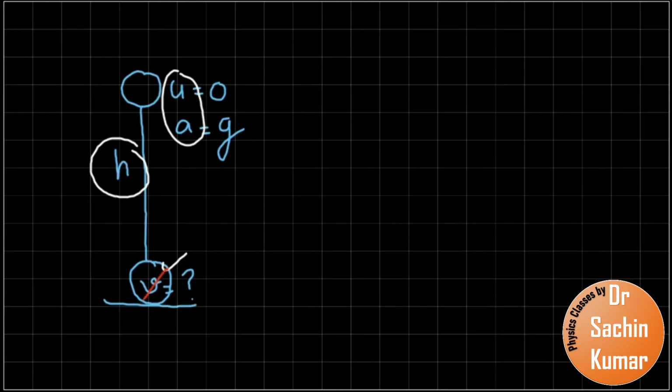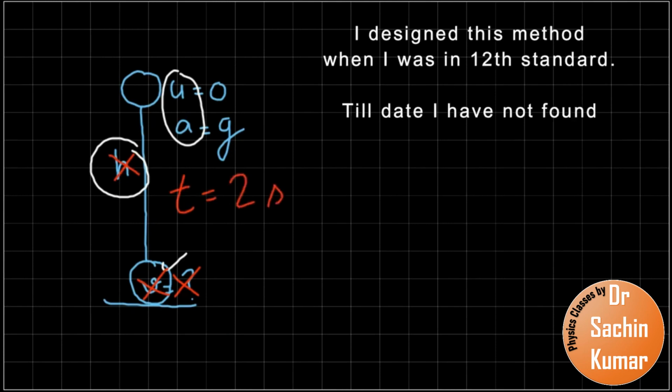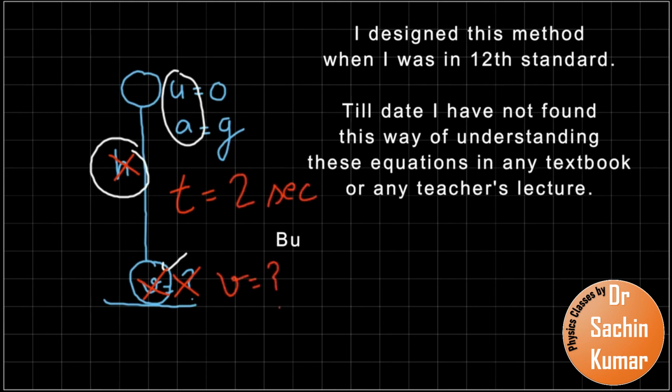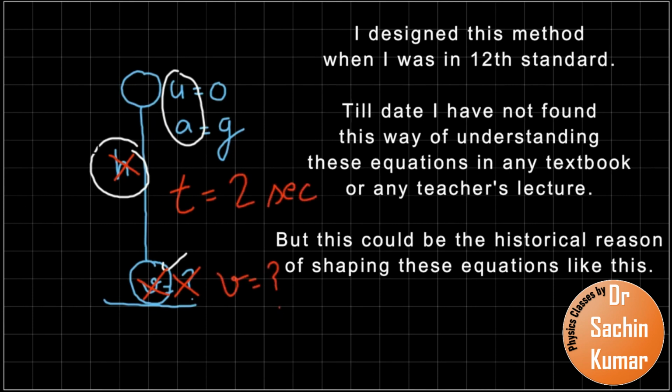Now consider they don't ask for v, they ask for the value of t, the time to travel from this position to this. Now when there is no space for v, the same question will be solved by SVT, the second equation. And in the third case, consider they don't provide you this quantity h, but just give you t as 2 seconds and ask you to find the value of v. In that case, s is missing, so SVT, the first equation will give you the solution.